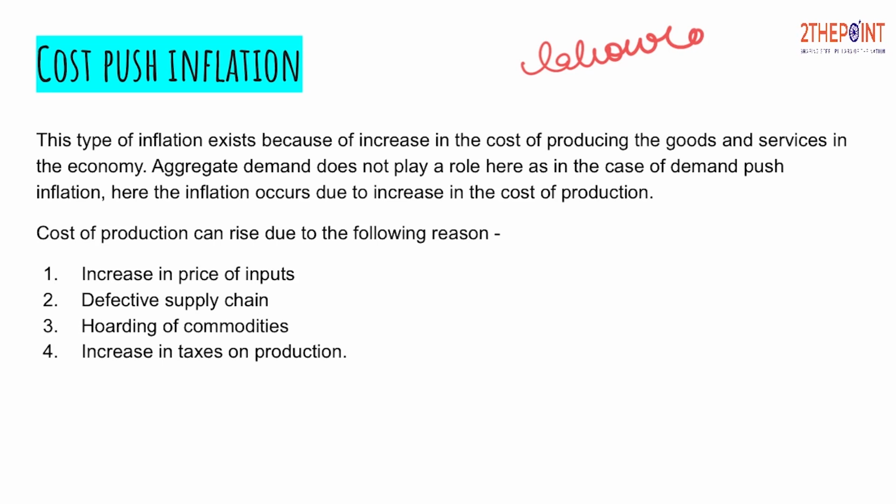Now what are the causes related to the cost of production? First is an increase in the price of inputs, that is, raw material prices increase. Obviously it would have an impact on the price of the final product and service. Then there is a defective supply chain. Whenever there is a hindrance in the supply chain, that is, the supply flow of any good, it causes an increase in the price.